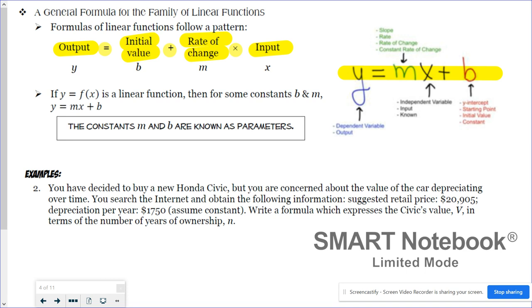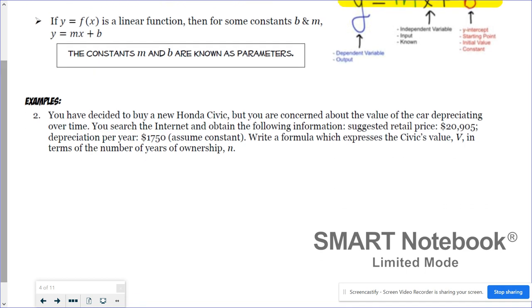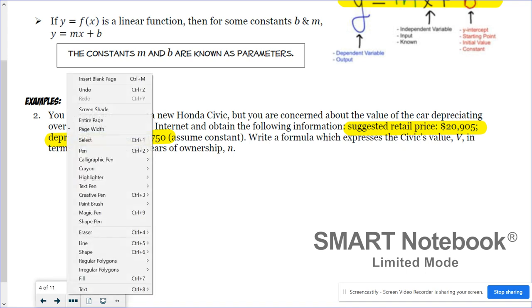But let's first create a linear function using the general formula, and then in the next problem we'll analyze one. So in example number 2 here, it says you have decided to buy a new Honda Civic, but you're concerned about the value of the car depreciating over time. You search the internet and obtain the following information. The suggested retail price is $20,905, and the depreciation per year is $1,750. We're assuming that to be constant, so we can write a linear function. Write a formula that expresses the Civic's value, V, in terms of the number of years of ownership, N.